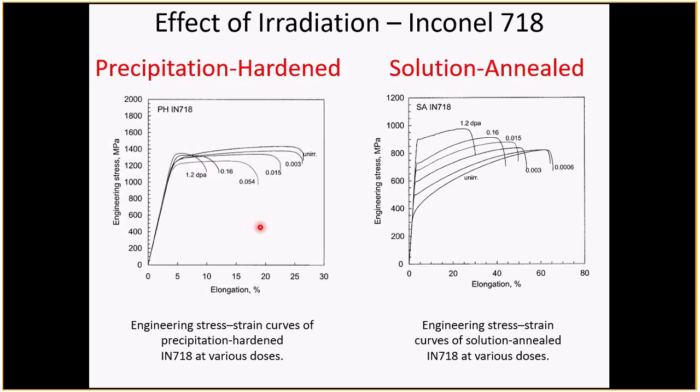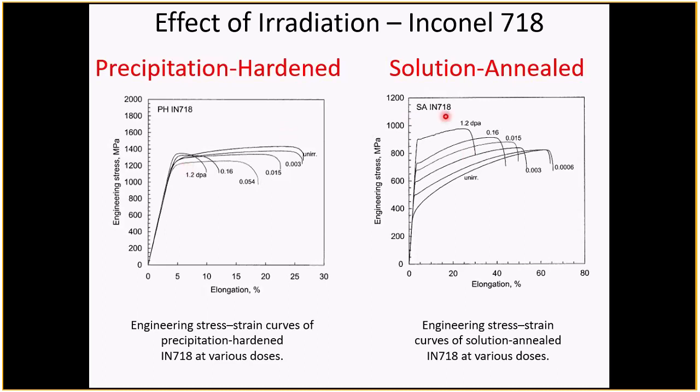Anyway, so the radiation effect, any radiation hardening you get, it's not as apparent. Even though you might be creating some dislocation loops and some clusters, the fact that it's already hardened from the precipitates means that any additional hardening from the radiation, you barely notice it.